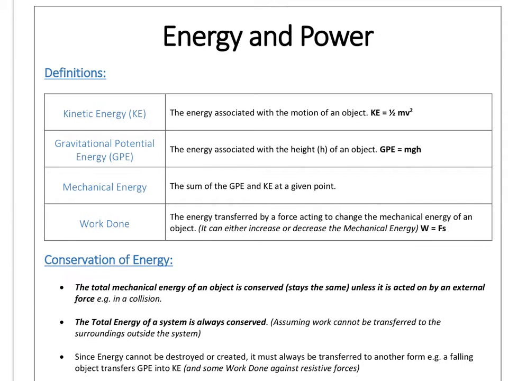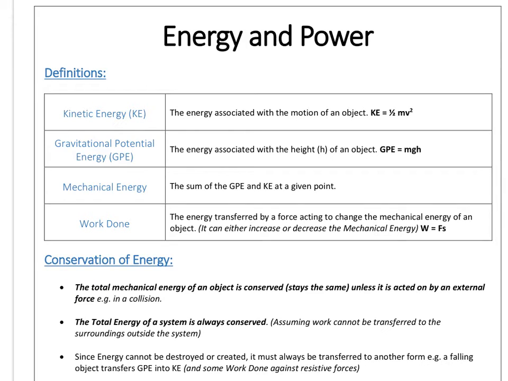So first off, kinetic energy, often abbreviated to KE for simplicity. It's the energy associated with the motion of an object. So if an object is not stationary, so it's travelling at a certain speed, it has a certain amount of energy associated with that motion. It's half times the mass times the speed squared. Energy is a scalar, so you don't need velocity, you just need speed or the magnitude for that one.